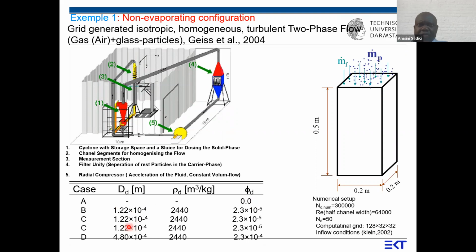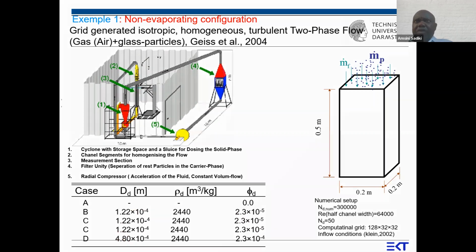So we have case A, which is without particles, and the others, where we introduce different quantities of particles of different diameters with different loading. These are the same here, everything is the same, and here we have large particles. So we have B and BC, which are the same, and here we have our large particles.